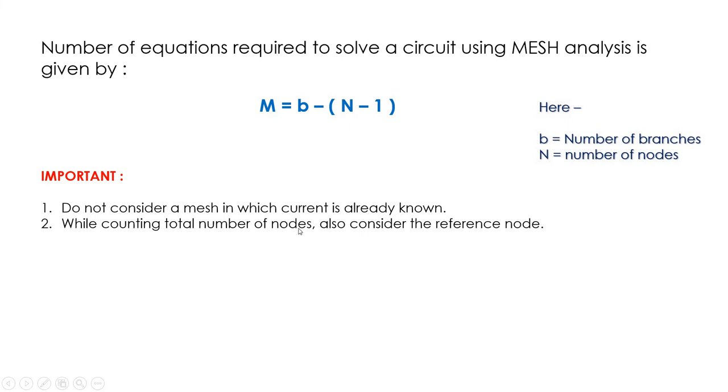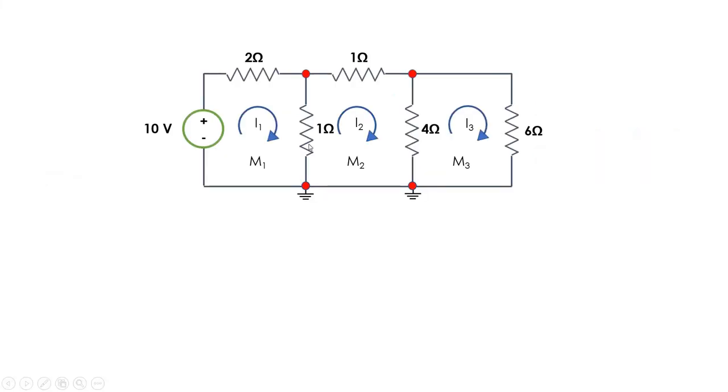The second thing is, while counting the total number of nodes, you also consider the reference node. There will be multiple nodes in the circuit. While counting all the nodes, you always count the reference node also. Now, let's take the example of this circuit here. If I try to calculate how many equations I need, I first calculate how many branches I have. So this is one branch here, if I do not consider the simple nodes, only the principal nodes. So one branch is here, second, third, fourth, and fifth. Total five branches. And the number of nodes is how many?